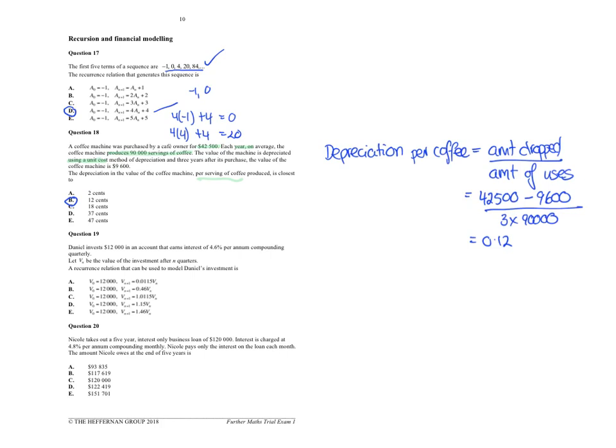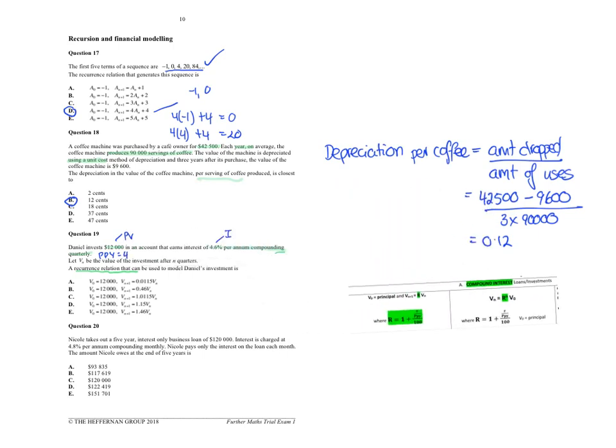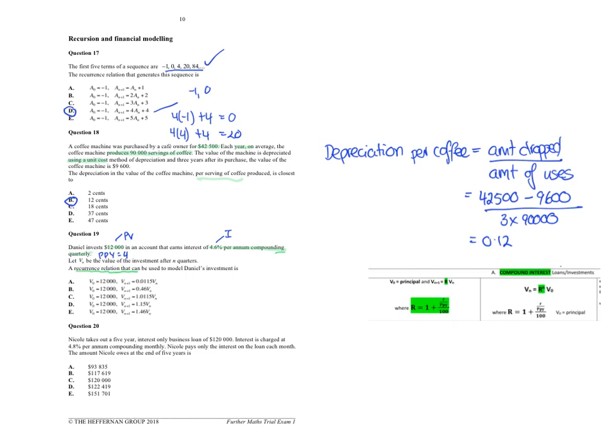Okay, with this next one, Daniel invests 12,000 at 4% compounding quarterly. All these things we should start thinking about: PPY equals 4, invests is like the principal, the original amount, and we've been given the interest rate. When they ask for the recurrence relation that can be used, this is compound interest. So we might want to use our table. If we look at this little thing from our table, we can set up the formula for the recurrence relation, which is actually this formula here.